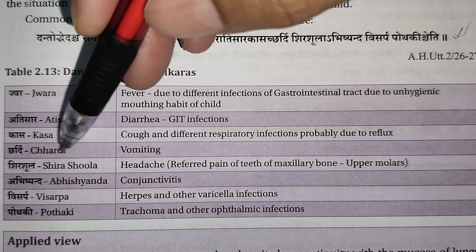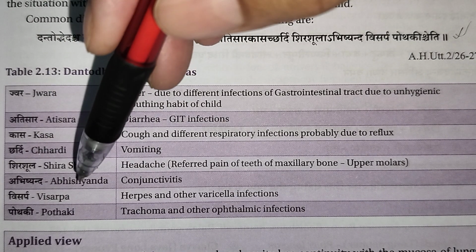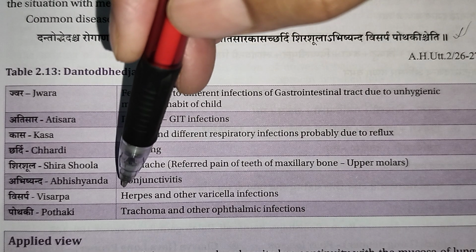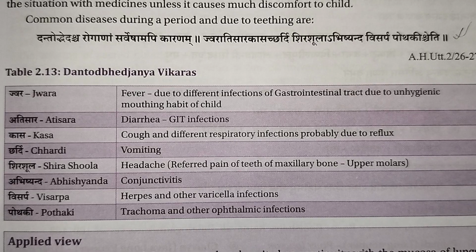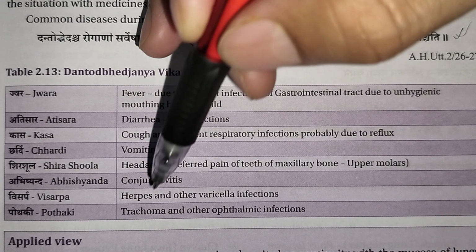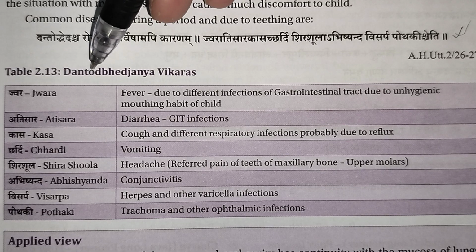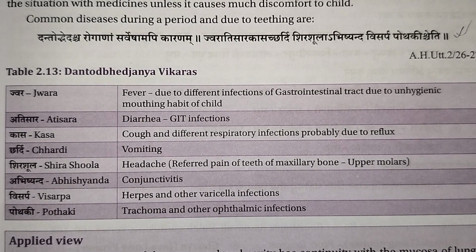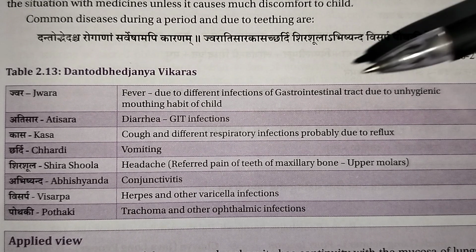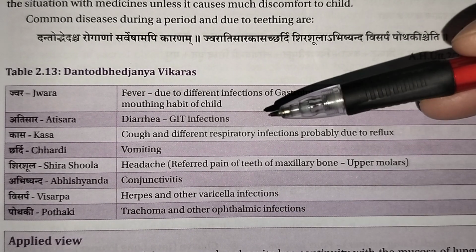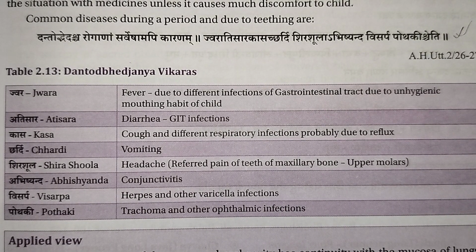Next are chhardi, vomiting, shirashula, abhishyanda, visarpa, and even pothaki. What is pothaki? That is trachoma or other ophthalmic infections, eye infections, right? So these are the common vikaras produced during the period of dantodbheda. So for these diseases, what should be the treatment plan, or what kind of treatment should be given? Next we will see that.